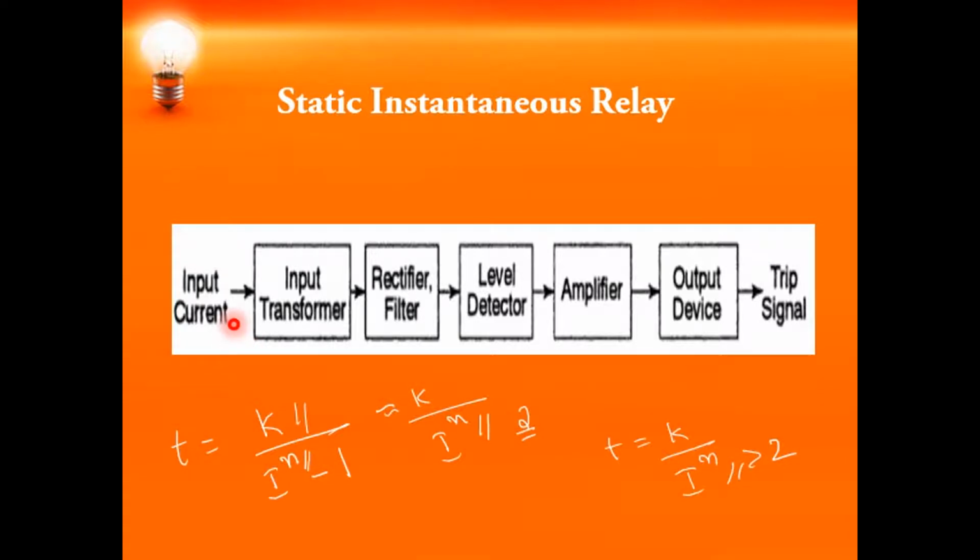Clear? So from the CT, the current is not directly given to the relay. So you don't have the mechanical parts, right? In between you have a transformer. This transformer has an air gap in order to provide a linear voltage and current relationship, and it has a provision for tappings at the secondary of the transformer.